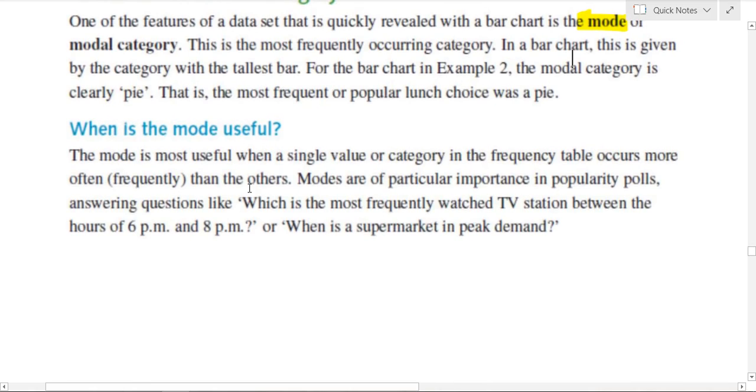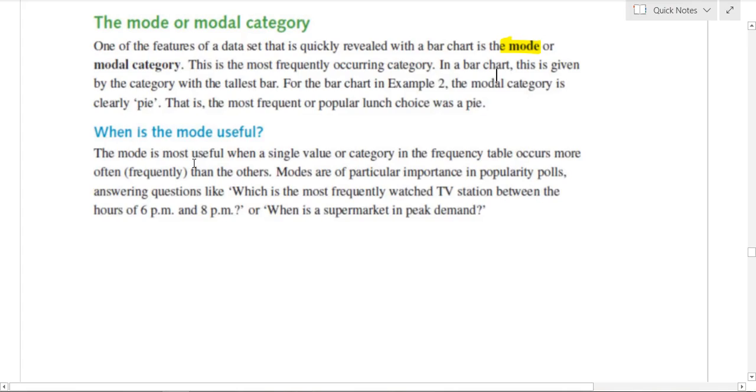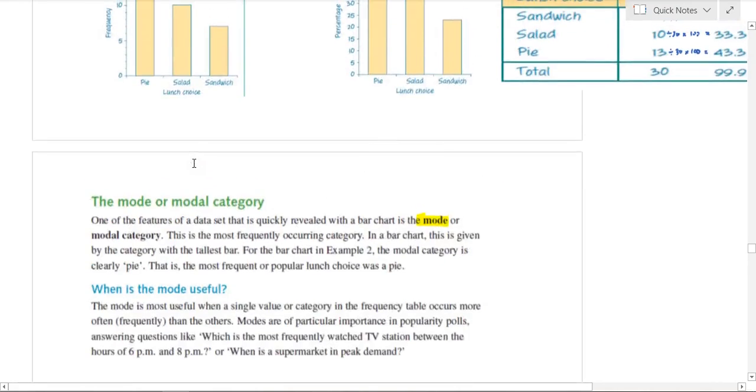Why is it useful? Well, there's a description there, but we can skip that. That's fine. And that's it for 2B.